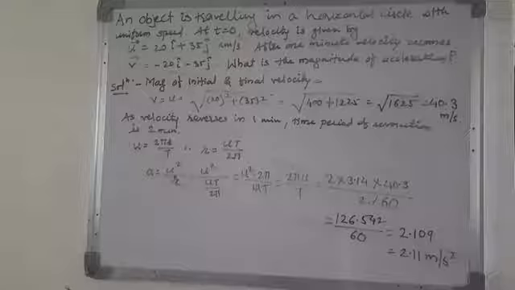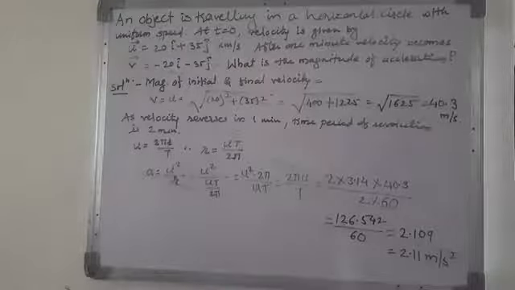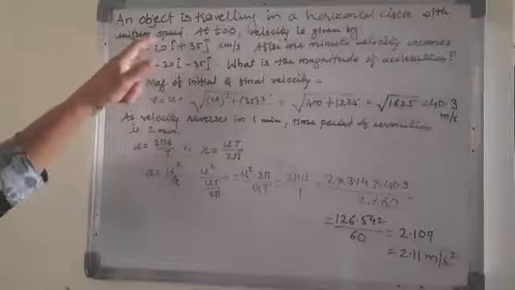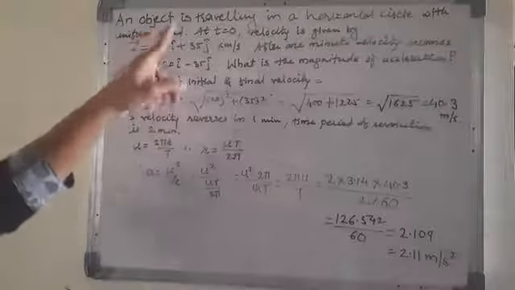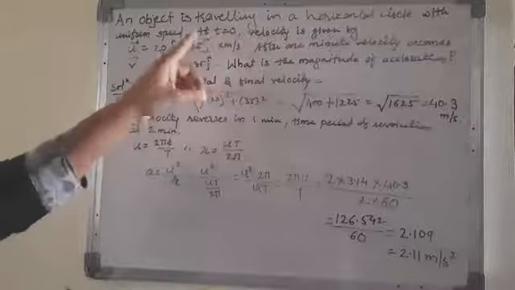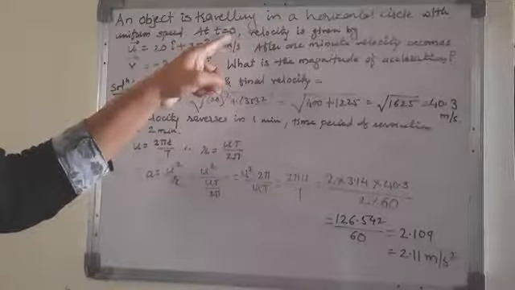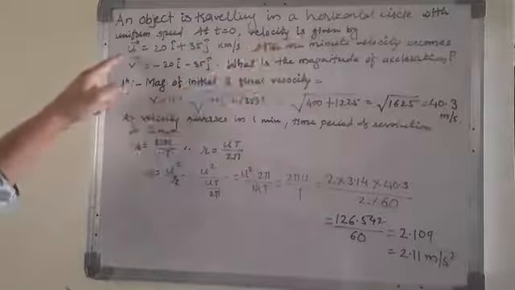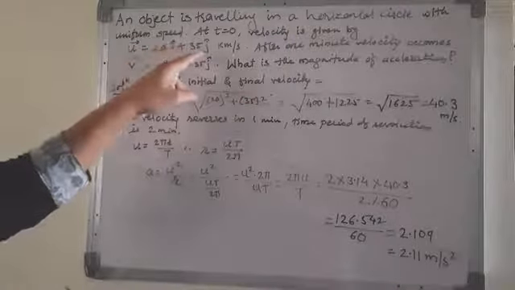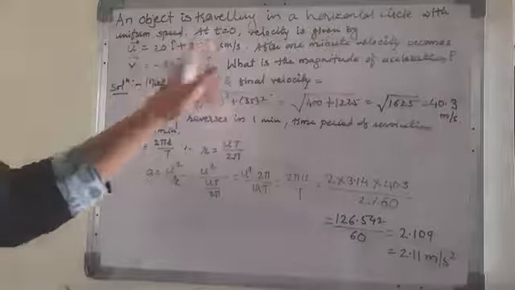So our next problem is: an object is traveling in a horizontal circle with uniform speed. The speed is uniform, constant. Look here: at t equals 0, the velocity is given by the vector u equals 20 unit vector i plus 35 unit vector j kilometer per second.